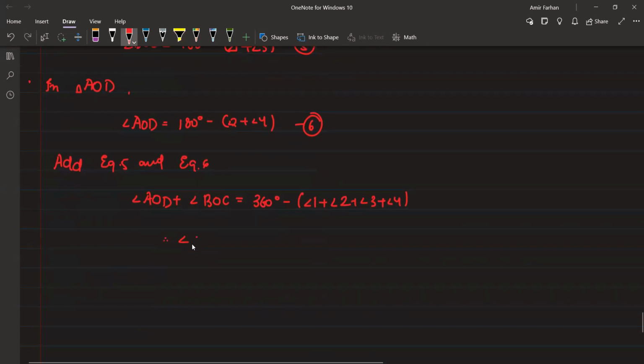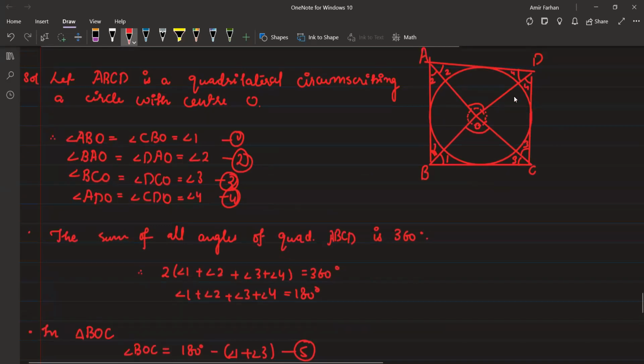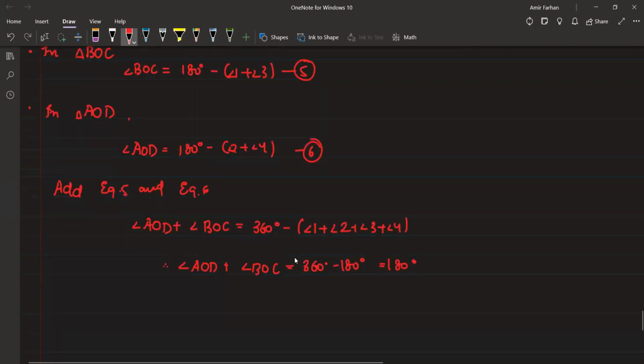So angle of AOD plus angle BOC will be equals to 360 minus 180 degree, will be equals to 180 degree. Now Adil, so basically we need to prove that the opposite sides subtend a supplementary angle. So it means that AD and BC opposite sides है ना, so these are supplementary means इनका sum 180 होना चाहिए. So it means that they are making angle 180 degree, hence proved.